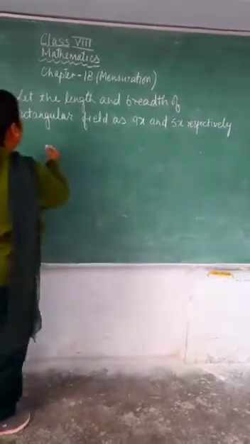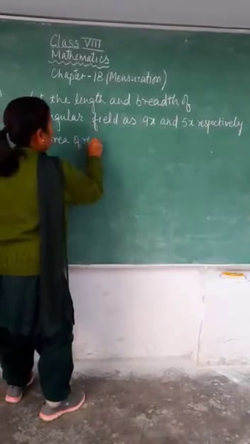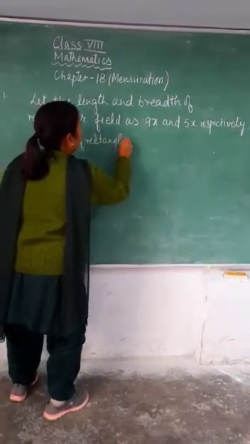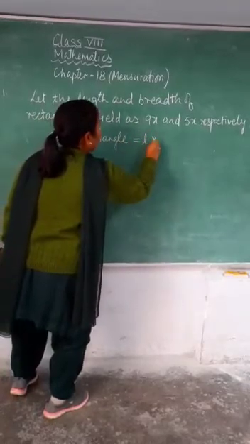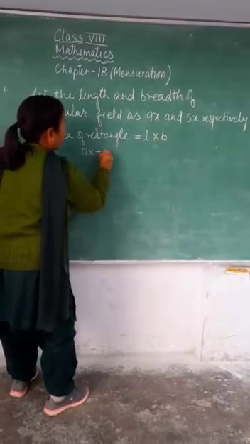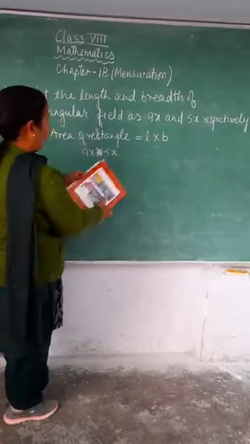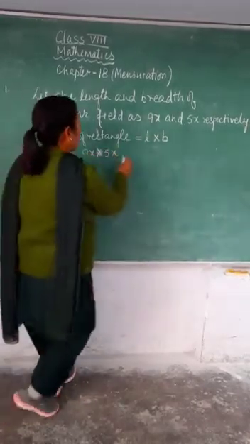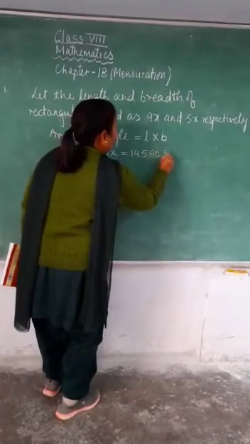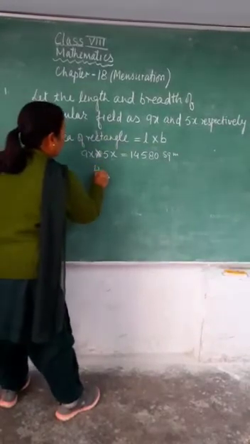Area is given. As I told you the formula, the area of a rectangular field, or area of a rectangle, is equal to length multiplied by breadth. Here the length is 9x and the breadth is 5x. So 9x multiplied by 5x equals 14,580 square meter.